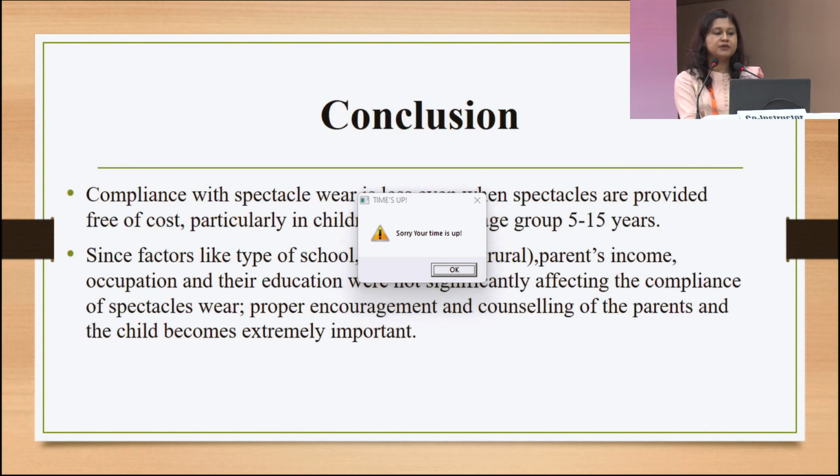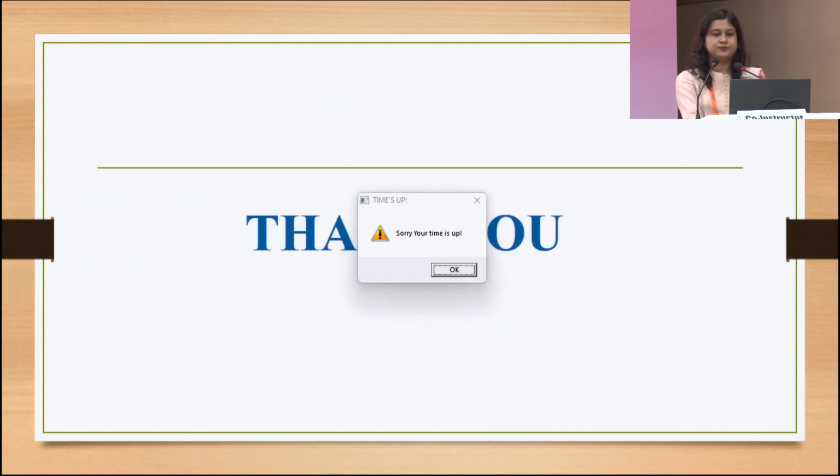Yeah. Coming to the conclusion, compliance with spectacle wear is poor even when spectacles are provided free of cost, particularly in children in the age group of 5 to 15 years, and factors like type of school, parents' income, locality, occupation and education did not significantly affect compliance with spectacle wear. So proper encouragement and counseling of the parents and child becomes extremely important. Thank you.